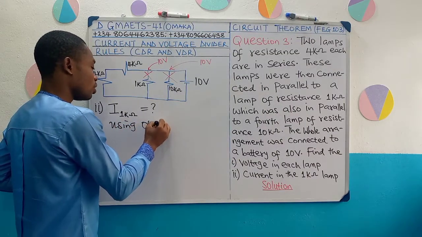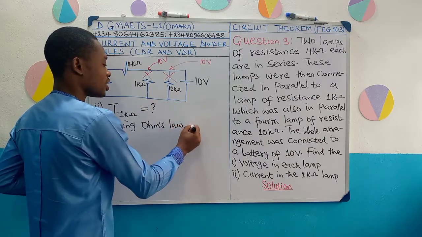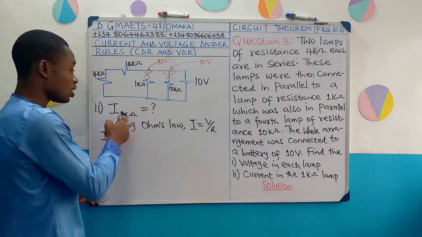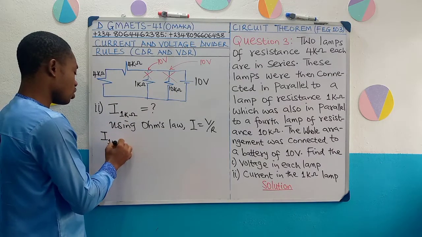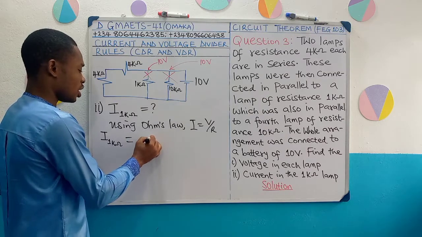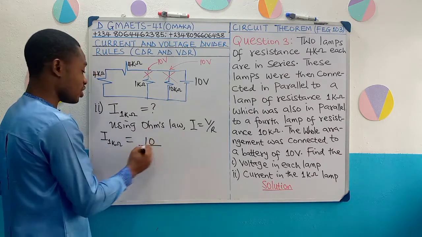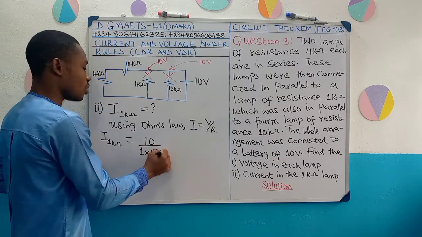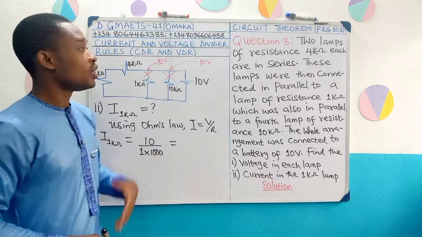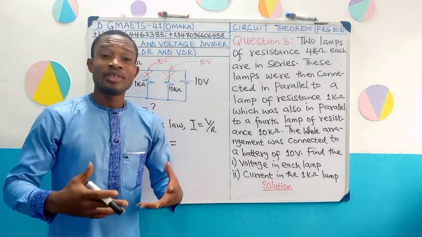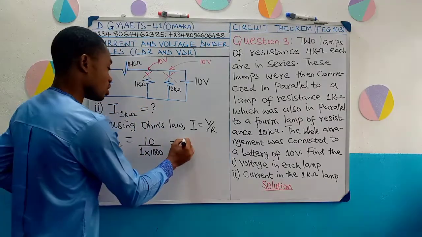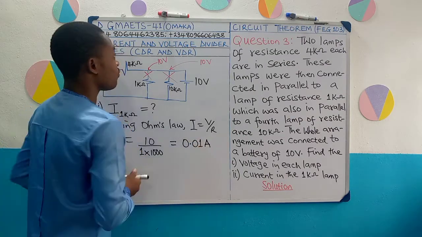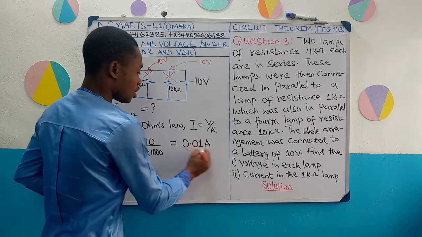Using Ohm's law, you know that current is equal to voltage divided by what? Resistance. So the current across the 1 kilo ohm resistance will now be the voltage in it, which is 10 volts, divided by the resistance. This resistance, which is 1 kilo ohms, is the same as 1 times 1000. I stated that already. Kilo is the same as 1000. So if you work this, the current you're going to get is 0.01 ampere.